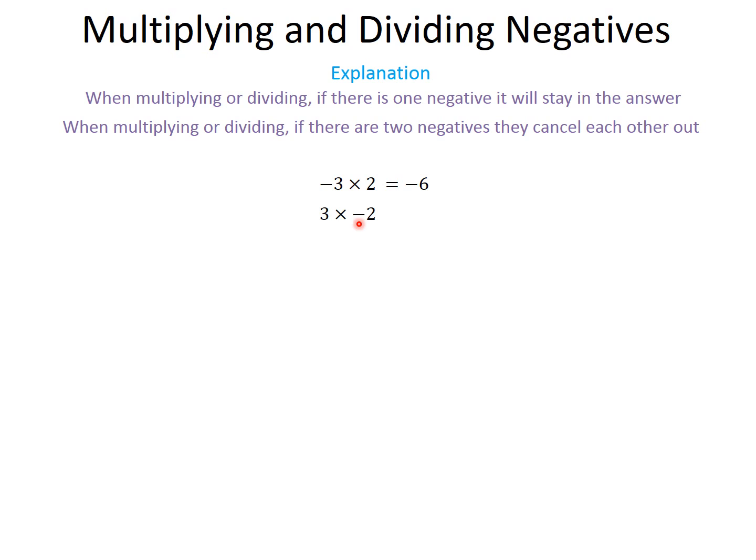This one also only has one negative. It's just on the other number. Doesn't matter which number it's on. If there's only one negative, the answer is a negative. But this one down here, they're both negative. Negative 3 times negative 2, and because they're both negative, my answer becomes a positive instead. Notice every time it was always 3 times 2. You always get 6. You just got to decide, is it positive or is it negative 6?